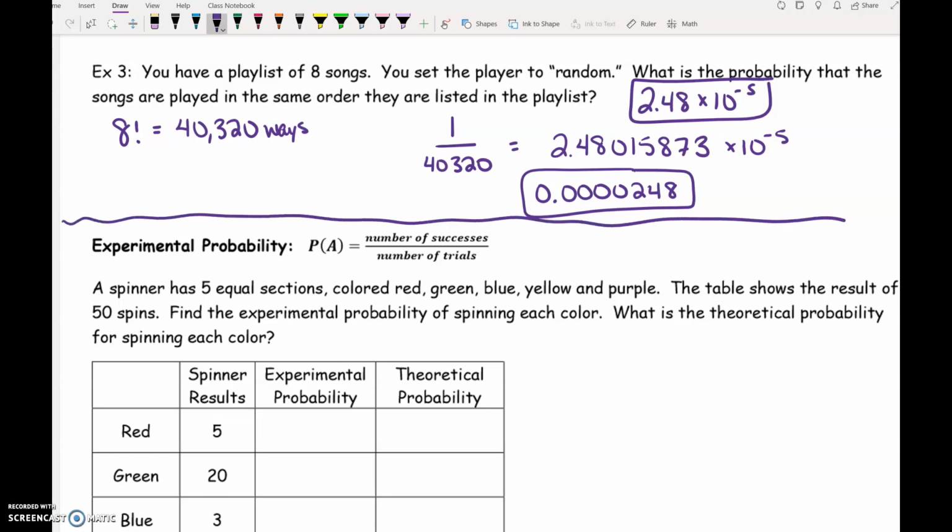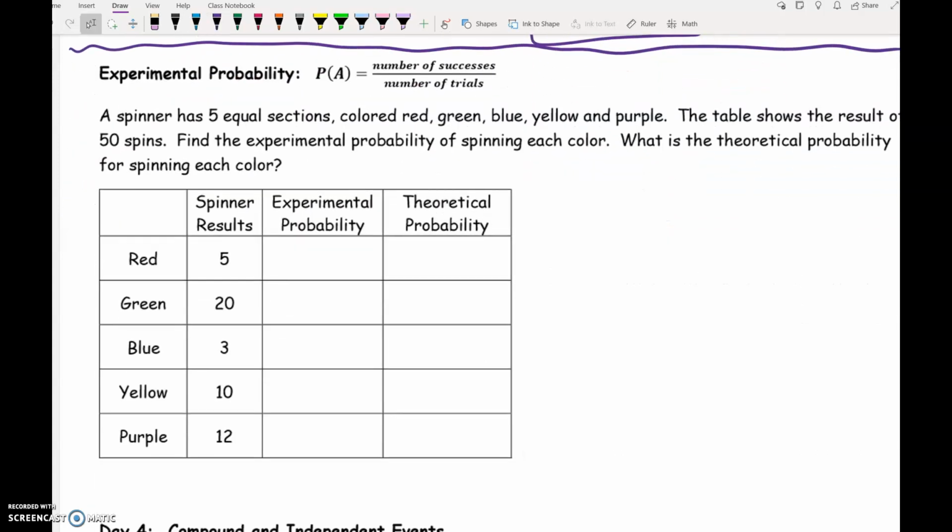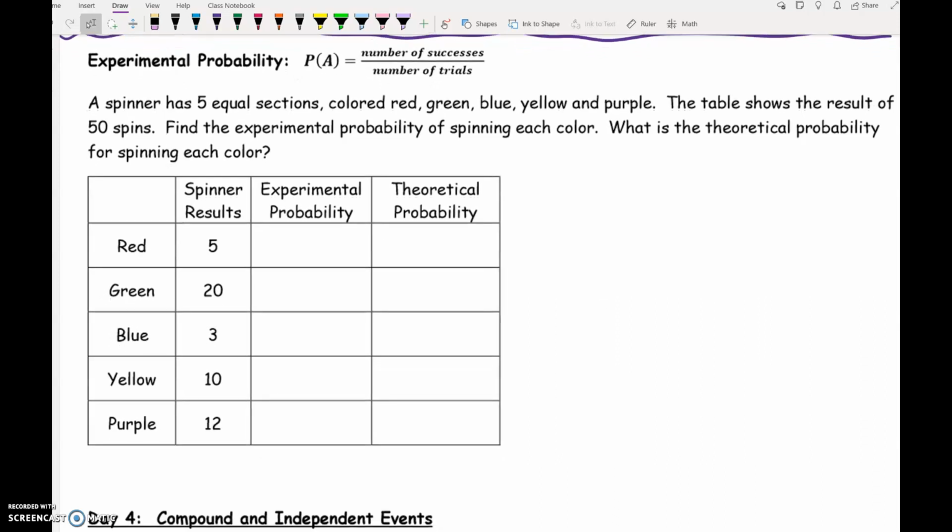Okay, everything we've been doing so far is theoretical probability. Basically, it's what should happen according to the numbers. But then there's experimental probability. Experimental probability is using what actually happened. So, in experimental probability, you've got your number of successes, the number of things that you want that actually happened over the total number of times that you tried. A spinner has 5 equal sections colored red, green, blue, yellow, and purple. The table shows the result of 50 spins. Find the experimental probability of spinning each color, and then find the theoretical probability for spinning each color.